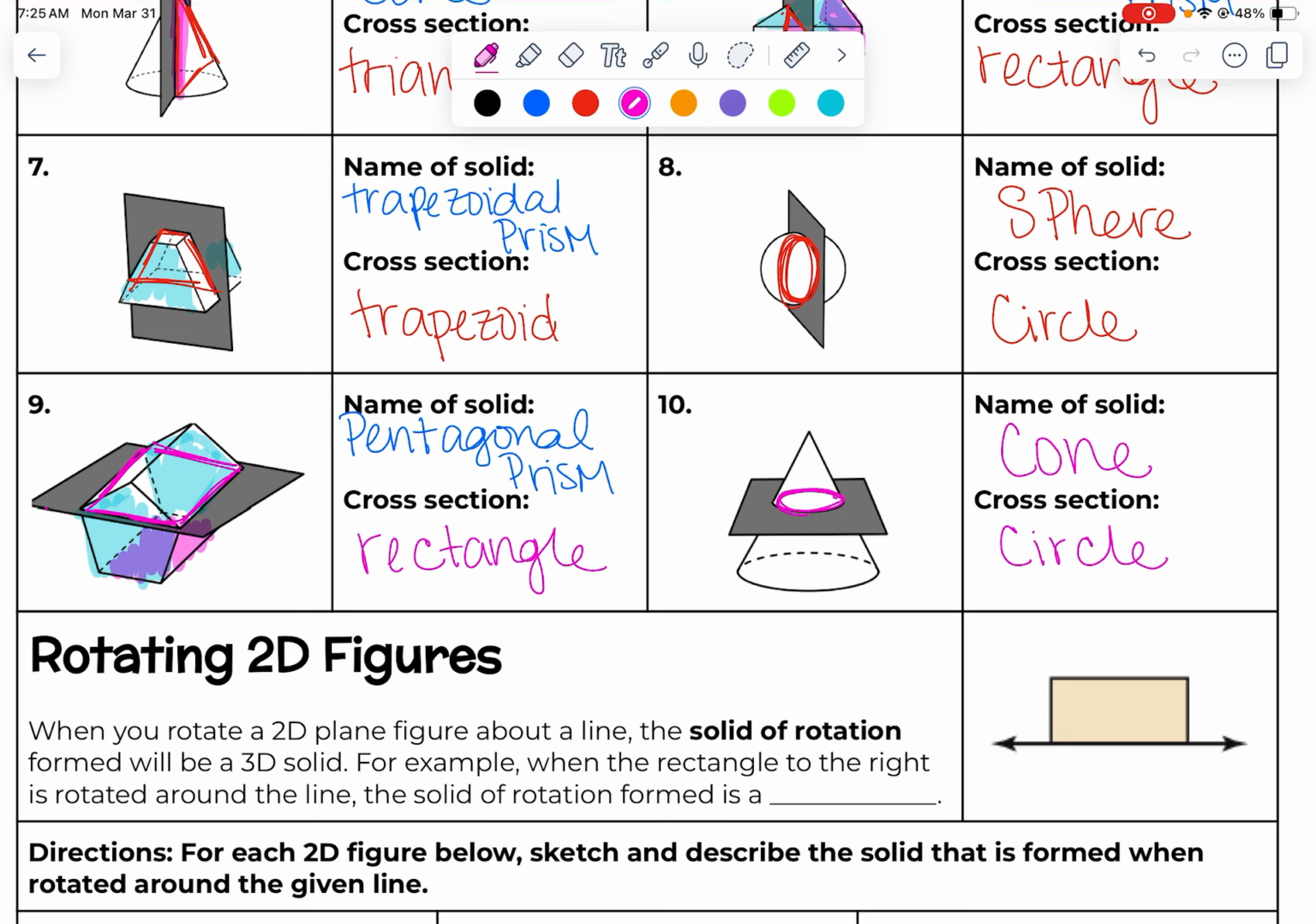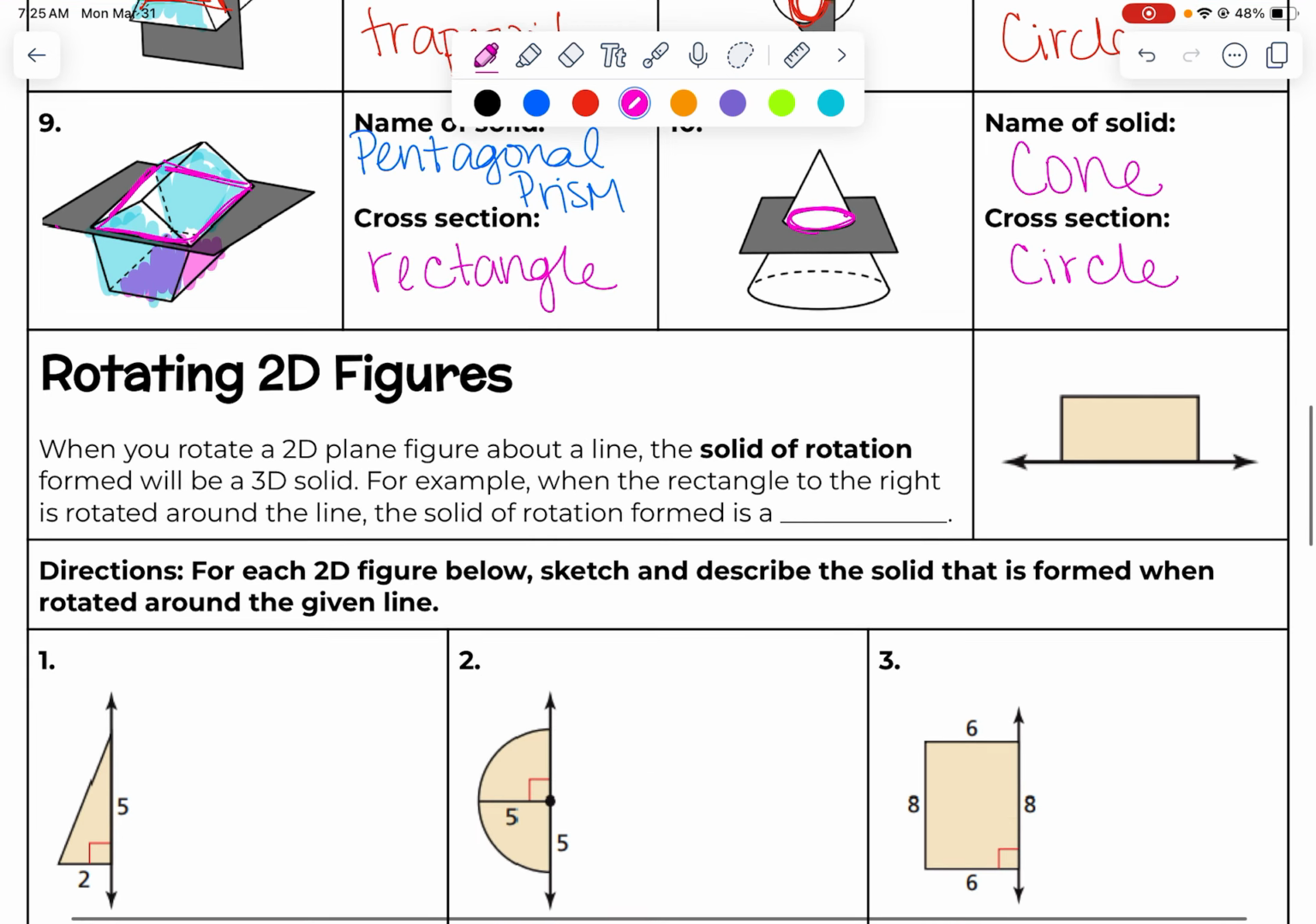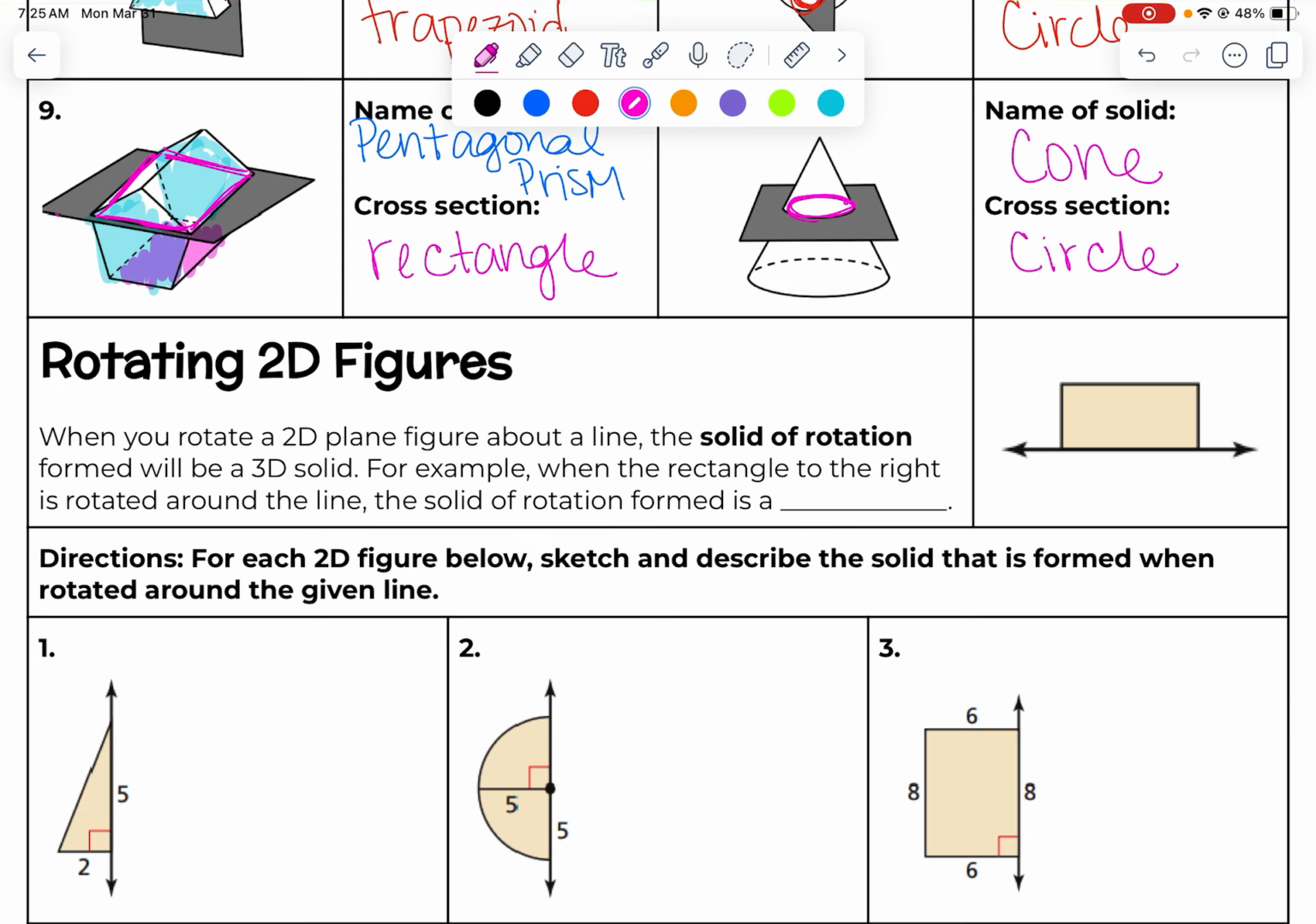Now, let's move into rotating 2-dimensional figures. So when you rotate a 2D plane figure, it becomes a solid of rotation. That solid of rotation makes a 3D solid. So over here, we have a rectangle, and it is rotated around this line. So we're rotating around the line.